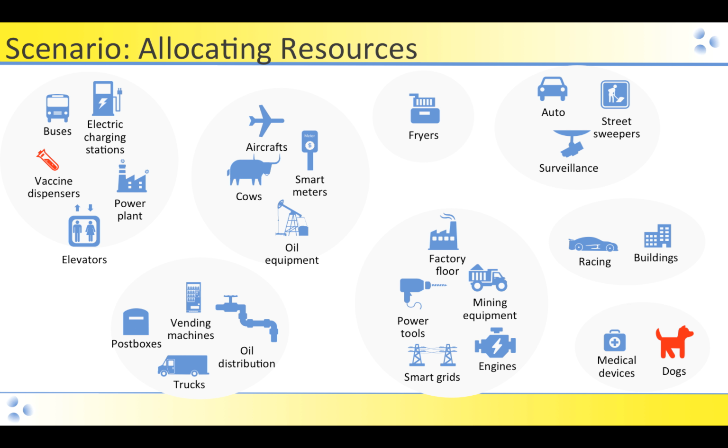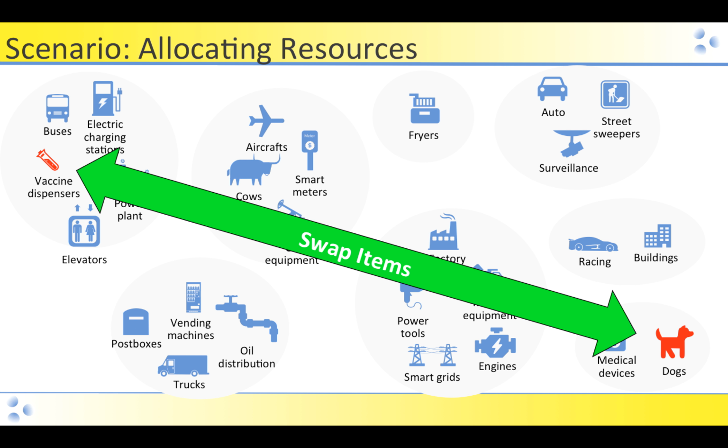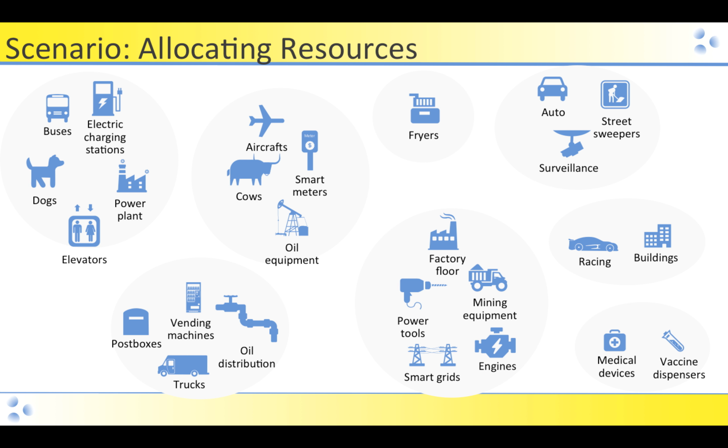Maybe the medical devices and dogs down in the bottom right-hand corner is not such a great grouping. But there is a different object, the vaccine dispensers, that maybe if we could trade the dogs for the vaccine dispensers, that might improve the overall usage of the group. So we make the trade, and then we discover that this is an improved group, that the medical devices and vaccine dispensers together are both more useful than they were in the previous configuration.